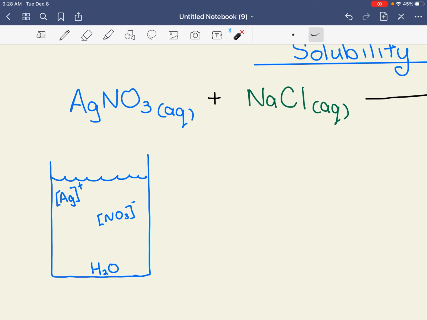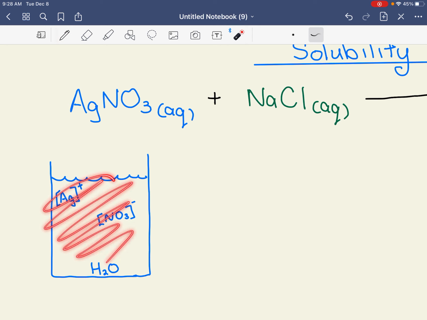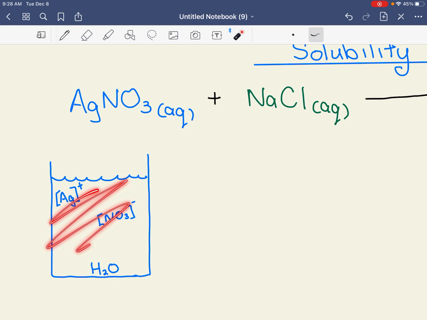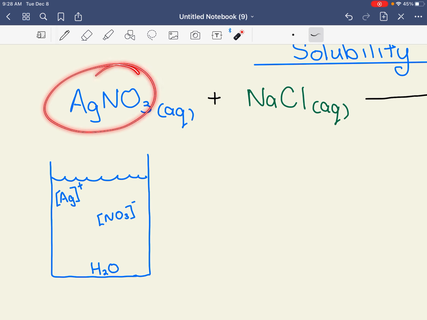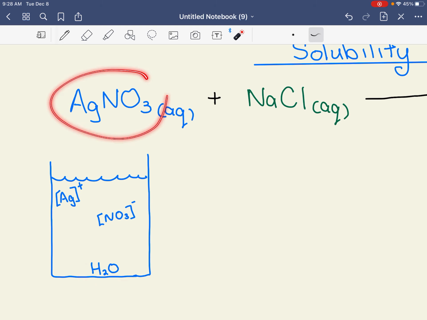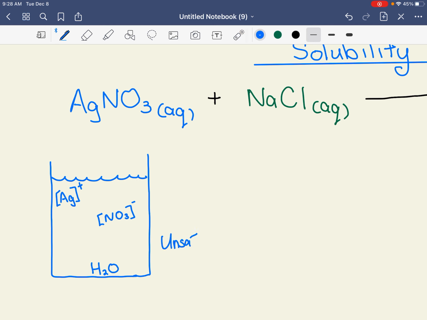So in this beaker right here, there's probably lots of Ag plus, and there's probably lots of NO3 minus. So that's what we call aqueous, and that's exactly what happens when you drop AgNO3 in water. They break apart and become ions. Now, in this situation, as long as water is capable of dissolving AgNO3, this solution right here is said to be unsaturated.